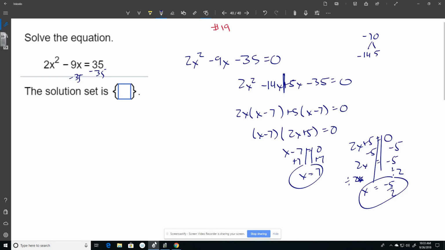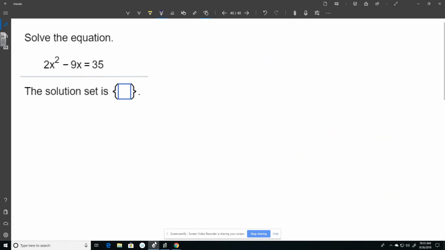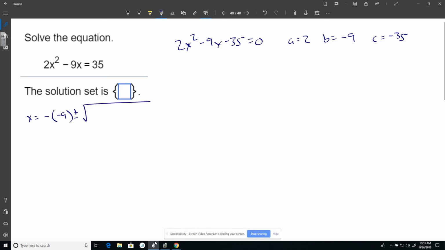Doing it that way. If you don't like factoring, then let's just do something else. Let's do the quadratic formula. It's still 2x squared minus 9x minus 35 equals 0. A equals 2, B equals -9, C equals -35. So I plug it in. X equals negative B, -9, plus or minus the square root of B squared, so -9 squared, minus 4 times A, which is 2, times C, which is -35. And all of that is divided by 2 times A, which is 2.